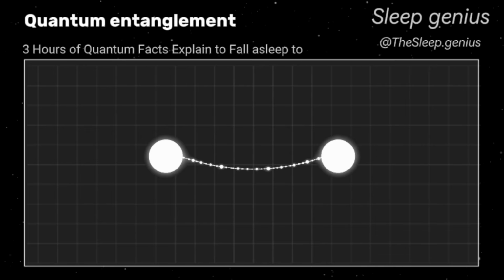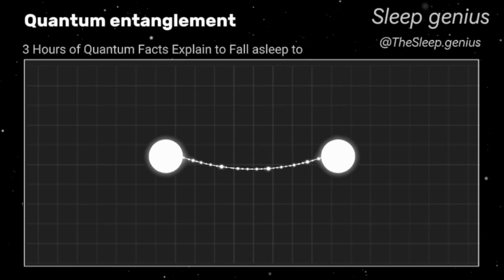It shows us that the universe is far more interconnected than we ever imagined, and that the laws of physics, especially at the quantum level, defy the intuitive concepts that govern our everyday world. It challenges our understanding of space, time, and causality, prompting us to rethink our assumptions about how the world works.